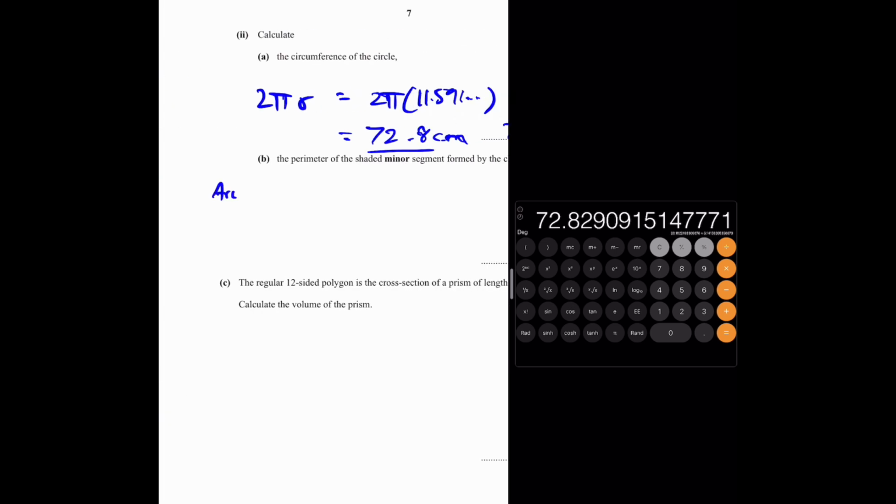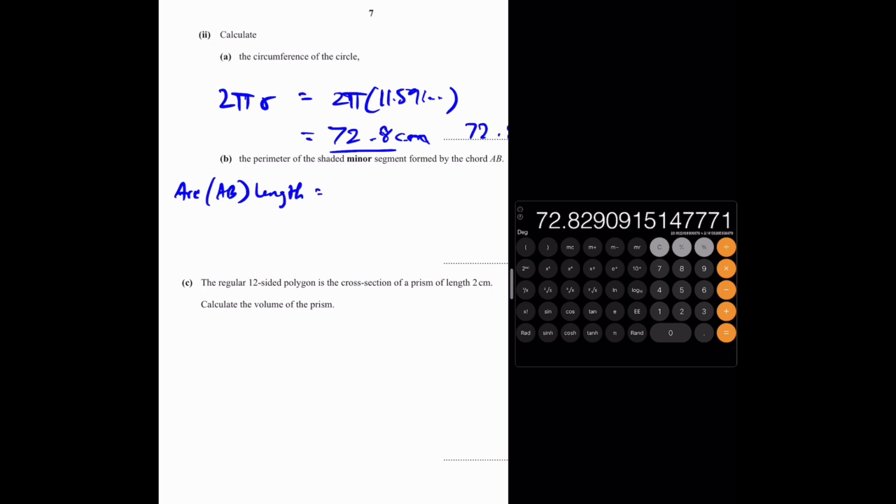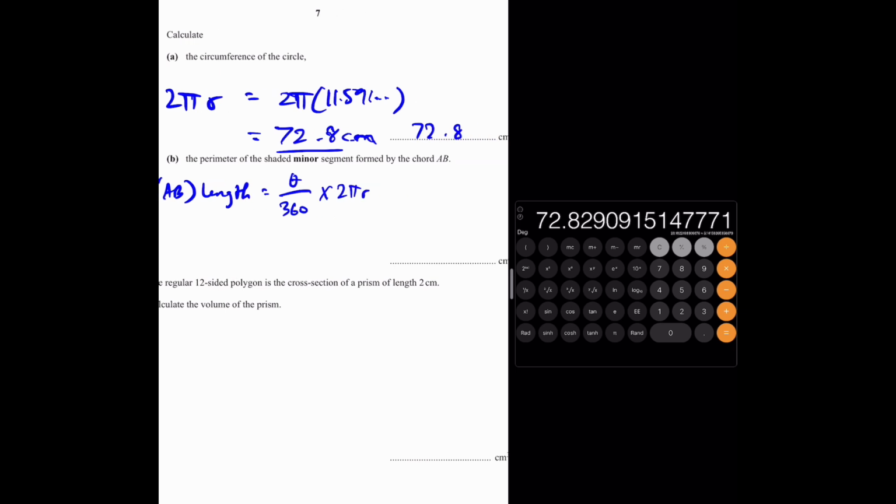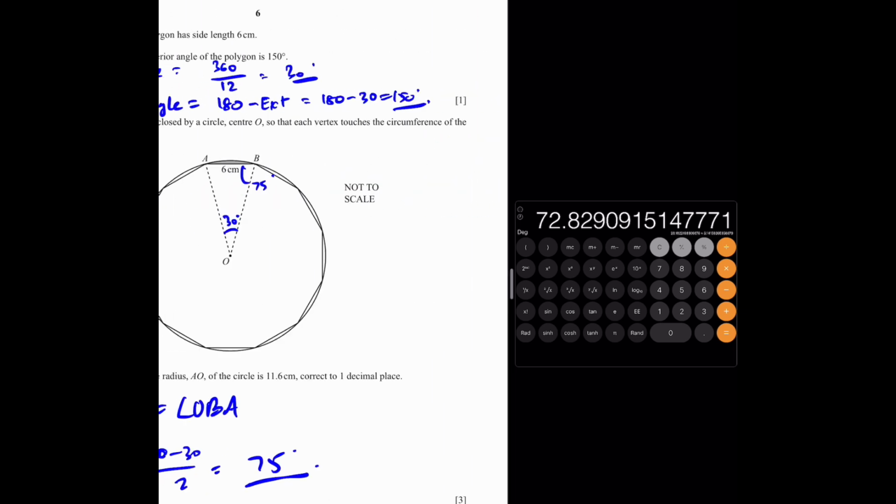So the arc length of AB is going to be theta by 360 times 2 pi r. And we know that this angle is 30. That's the theta angle, which is the angle at the center from these two chords which make up the arc. And then 2 pi r is the circumference, which we already have.